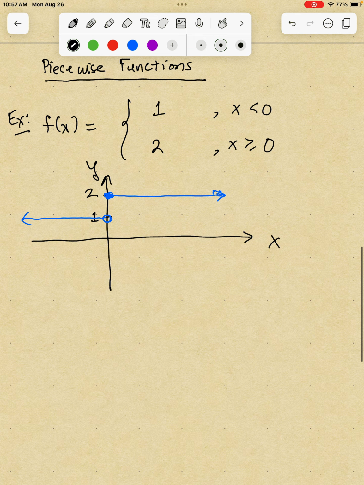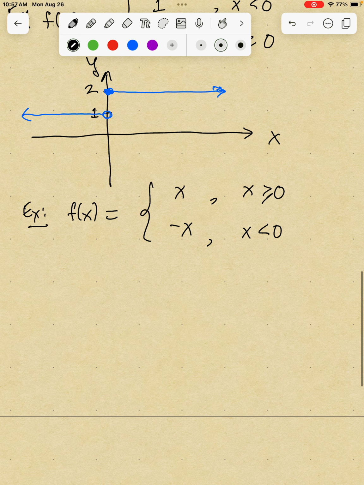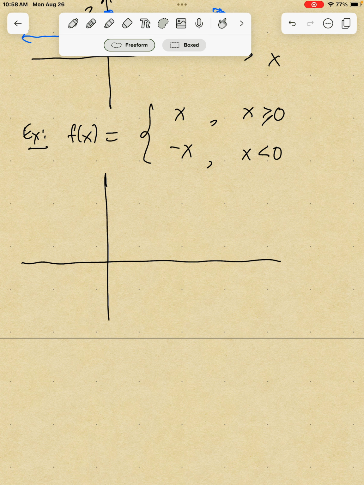Let's do another example. Let's say you had x if x is greater than or equal to 0, and negative x if x is less than 0. This is an important piecewise function. So what does the graph of this look like? When x is greater than or equal to 0, I want to graph y equals x.